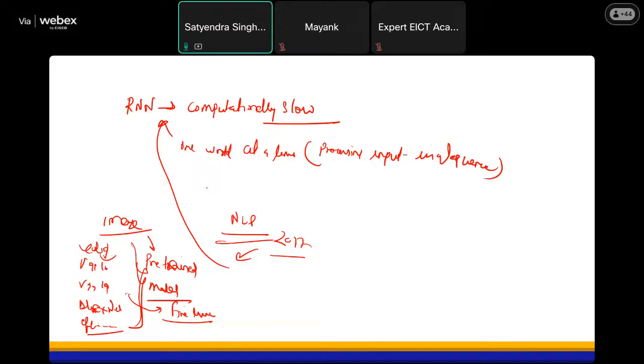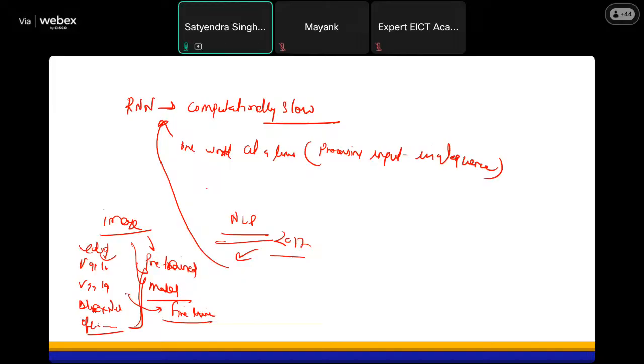And the second one was the context vector bottleneck. The context vector bottleneck brings information loss, because it will be hard to retain all the information in a fixed size window of context vector.